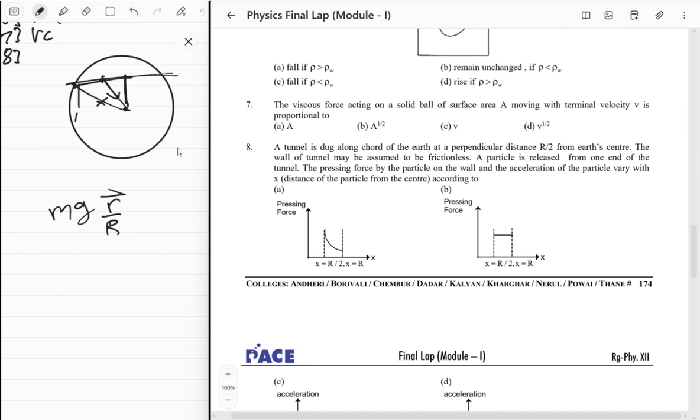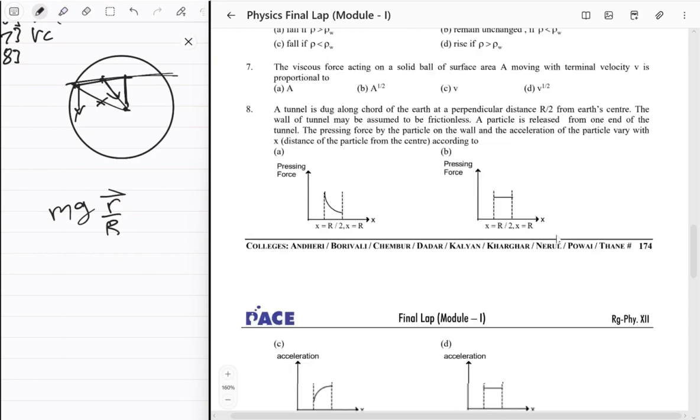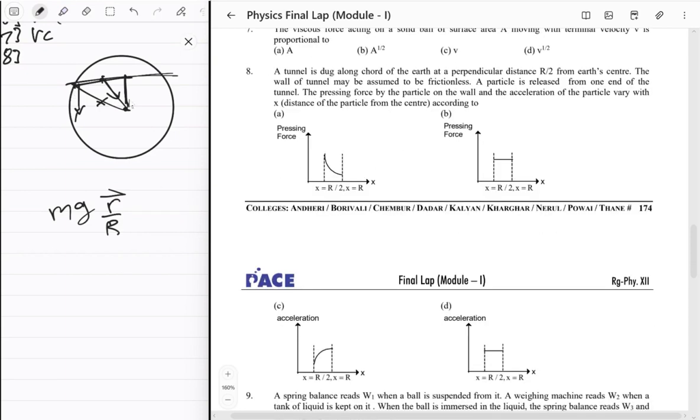And this component that will remain is actually a constant. So the normal force somehow is a constant. Wow. Isn't that interesting? Very interesting actually. Okay, so the pressing force is a constant and the acceleration is proportional to x, negatively proportional to x. So the pressing force r upon 2x is equal to r. Yeah, it's going to be constant, whatever.